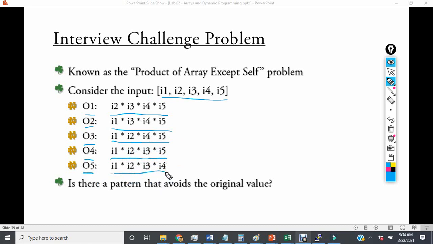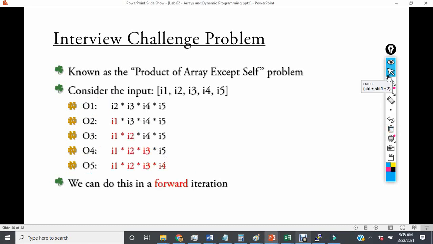So if we look at the pattern, we can break it down by where the current location is. So 1 would be over here, 2 would be here, 3 would be here, 4 would be here, and 5 would be here. So we see that there's a potential pattern. So in the approach, you do a forward iteration, you pre-populate the vector with all values of 1s, and then you calculate these values forward, and then you can calculate these values in reverse.